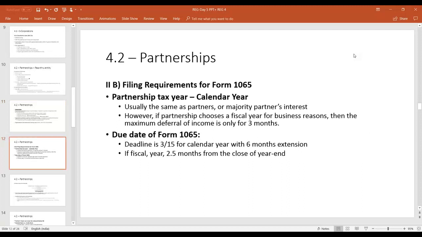Filing requirements for partnerships. Partnership tax return is generally a calendar year tax return. That is, usually they use the majority partners' tax year, or everybody is a calendar year, or they use a calendar year. Now, supposing the partnership chooses to file a fiscal year tax return. They don't want the partnership to defer income beyond a 3-month time period. So there's an example in the book which I want you guys to look at in terms of what this means.